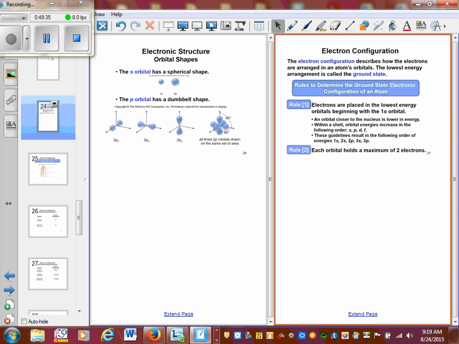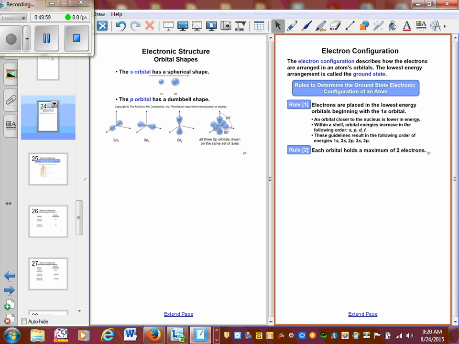The p orbital actually has a dumbbell shape. Remember I said there was 3 of them. There's one along the x-axis, the y-axis, and the z-axis. So if I wanted to say the electron's in a p orbital, I know it has to be somewhere within that dumbbell.